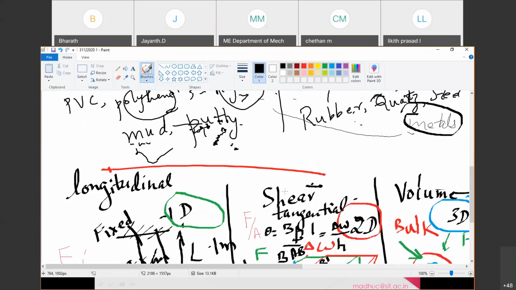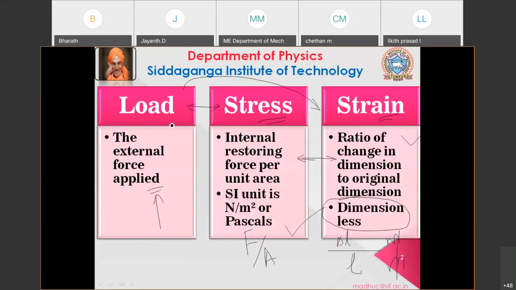Then you have three kinds of things: load, stress, and strain. Load is the external applied force, which you can also call the deforming force. Stress is the internal restoring force that is developed within the material. It is a force per unit area, and its unit is Newton per meter square or Pascal. It is not an external force, but it is developed within the material or by the material.